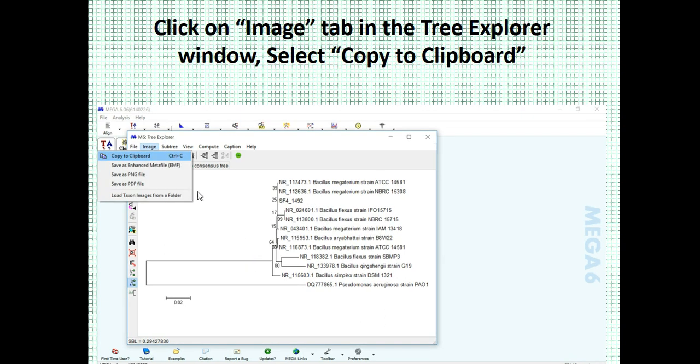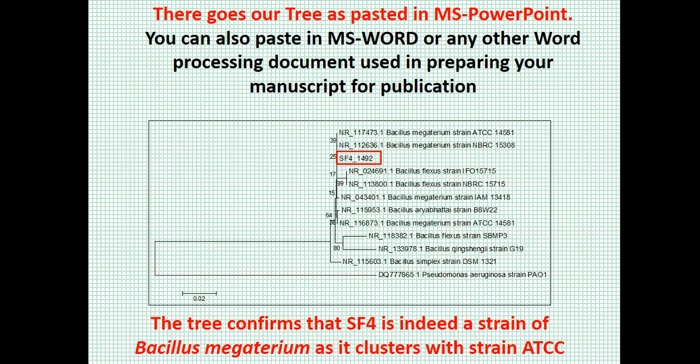One thing we can do immediately is to copy the image of our phylogenetic tree. How do you do this? In the Tree Explorer window, you click on the Image tab and you see Copy to Clipboard. Just select this, click on that, and then paste in Microsoft PowerPoint like I've done, and you can see the tree is pasted in Microsoft PowerPoint. Now we can analyze this tree. You could also place it in Microsoft Word, probably if you are preparing a report, or paste it in your Microsoft Word document for a manuscript that we're preparing.